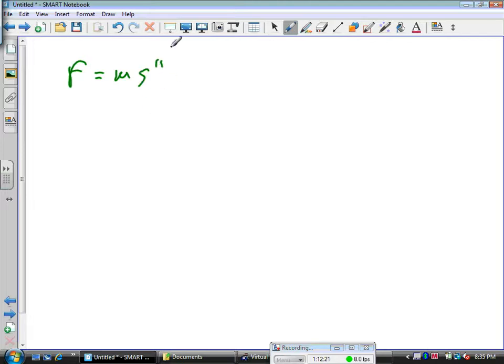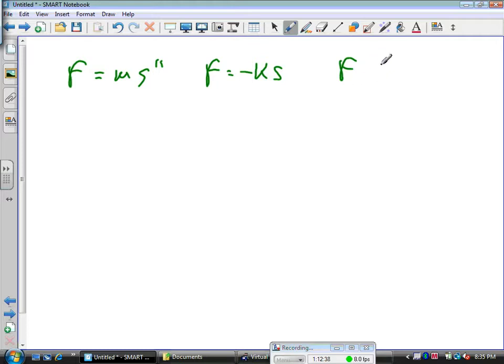Right? You have a force due to gravity. You have a total force, right? You have the force due to Hooke's law, okay? But you also have a force related to friction.